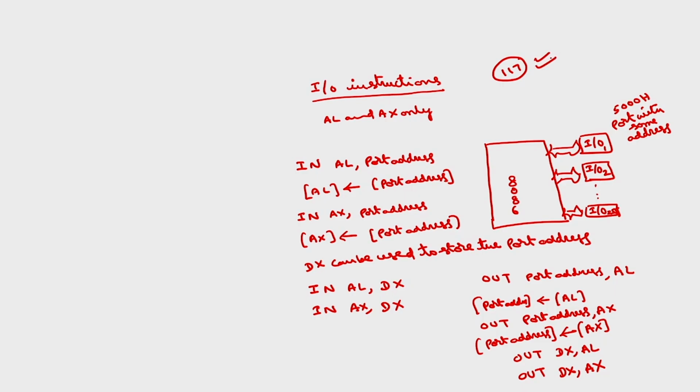Now using these instructions, we can write programs. The second part of this topic is programming. For any microprocessor, we will have architecture, programming, and interfacing. There are 3 parts. We will discuss the programming of 8086. So I will discuss several programs.